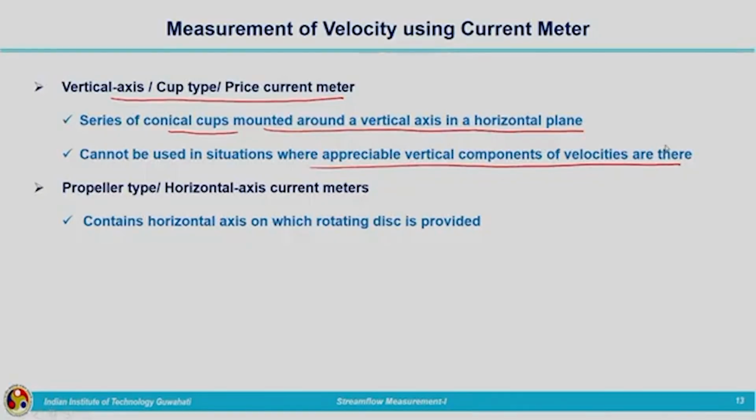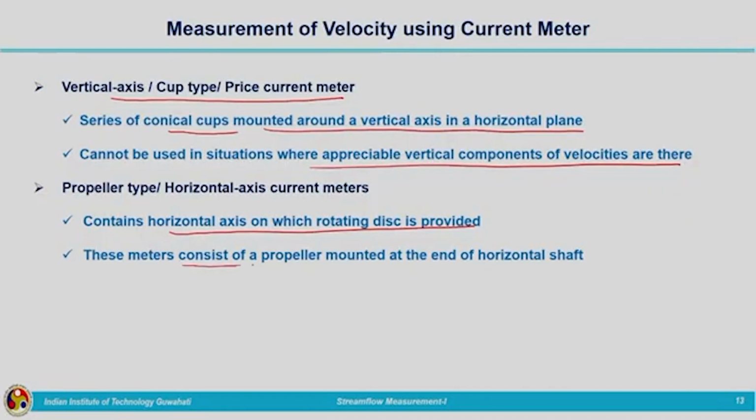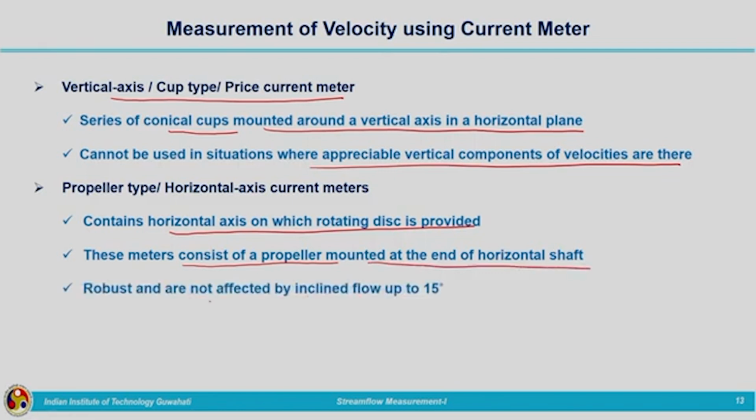Second one is the propeller type or horizontal axis current meter. It contains a horizontal axis on which the rotating disc is provided. The only difference is that in this case it is the horizontal axis, whereas in the vertical axis current meter, the conical cups are mounted on a vertical axis in a horizontal plane. In the case of the propeller type, these meters consist of a propeller mounted at the end of a horizontal shaft. These are robust and not affected by inclined flow up to 15 degrees. Even for some inclination, it will give accurate measurements.